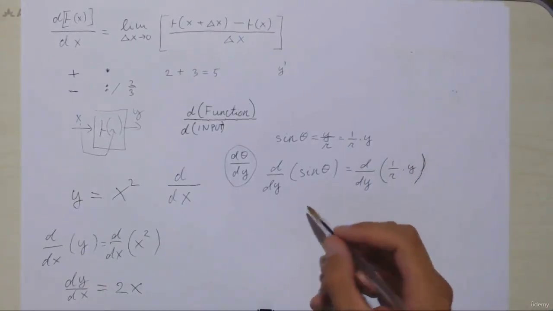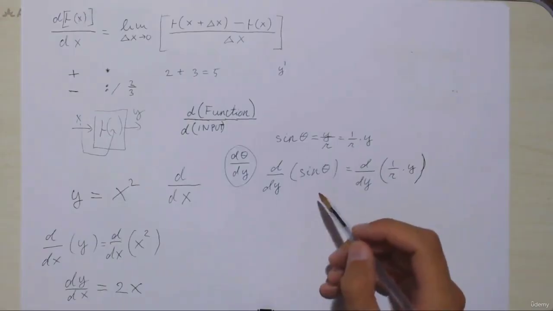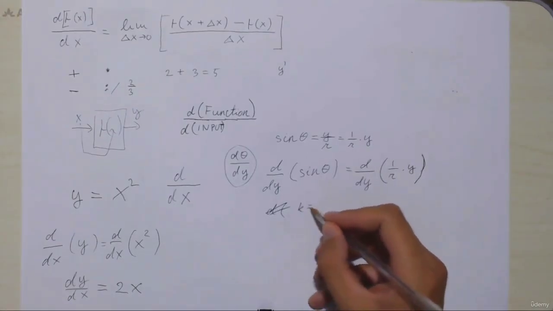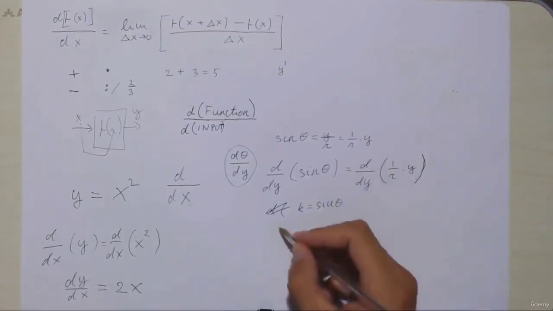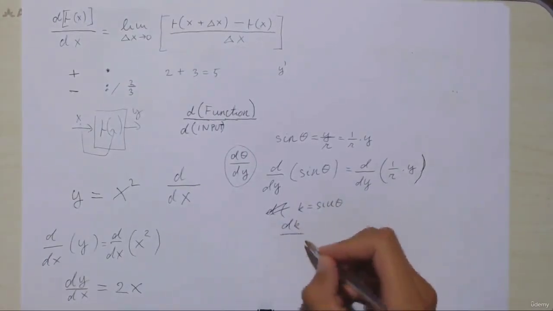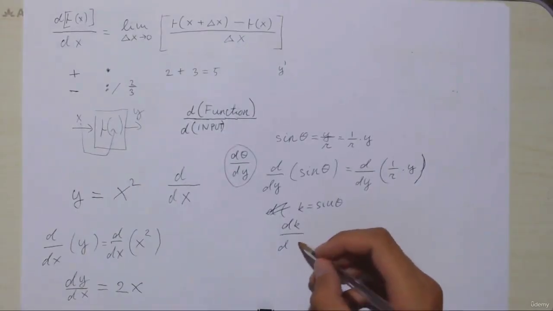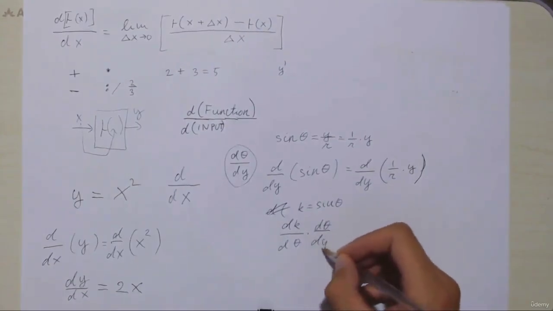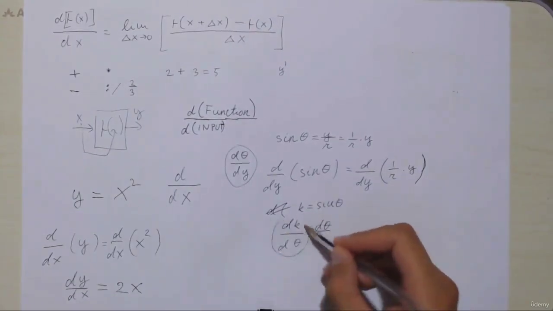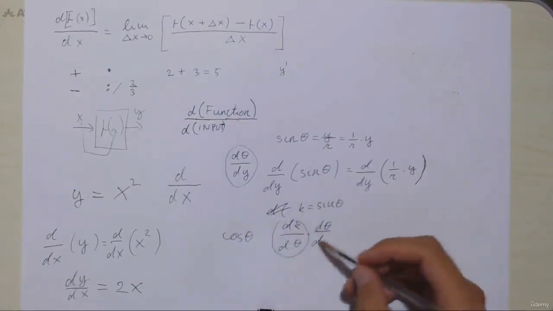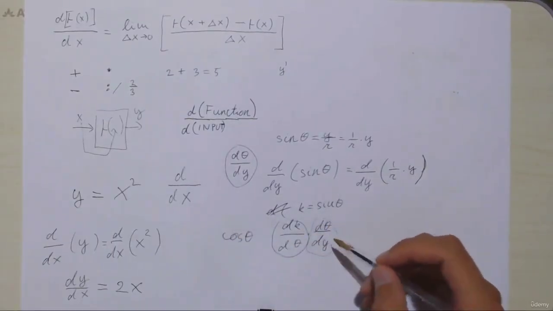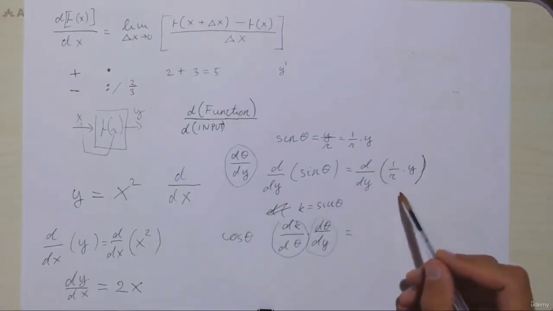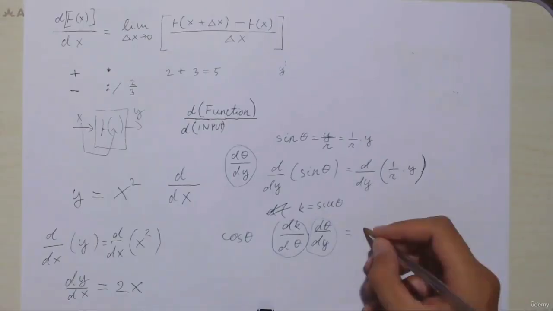So on this side, okay, we treated sine theta as k. So we had something like this. We had k equals sine theta, so we had dk over d theta, and then we had d theta over dy, and this turned out to be cosine theta, and then we left this as the variable that we wanted to know. And here, look, if you apply this operator here, then you would have something like this.